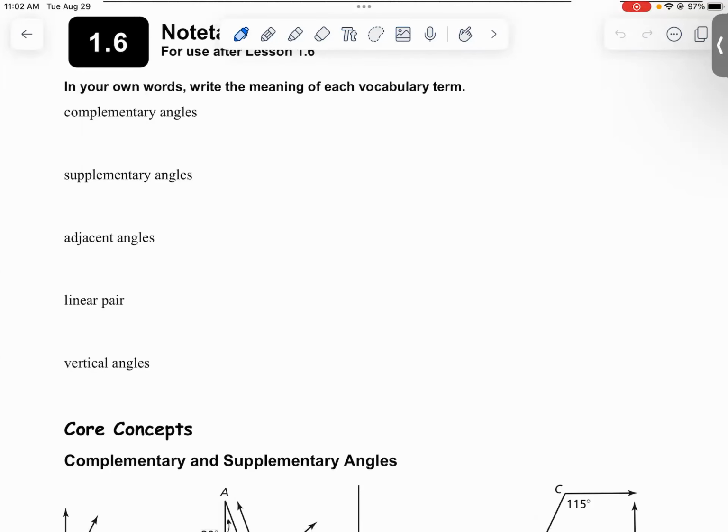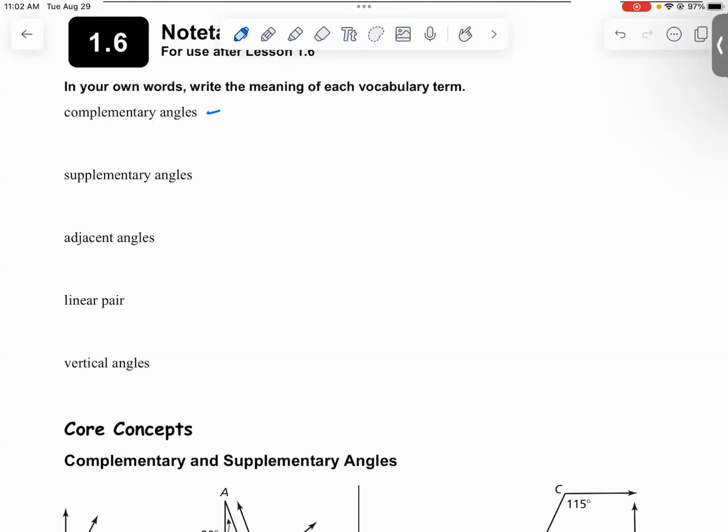Who can tell me what complementary means? Clark. Normally means they complement each other. Okay. In terms of angles, what is true about their measures, Benjamin? That angle is a complement to that angle. So Benjamin, you could have at least disguised that with your own words.